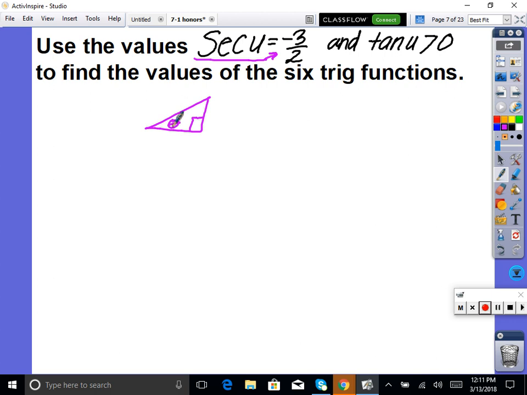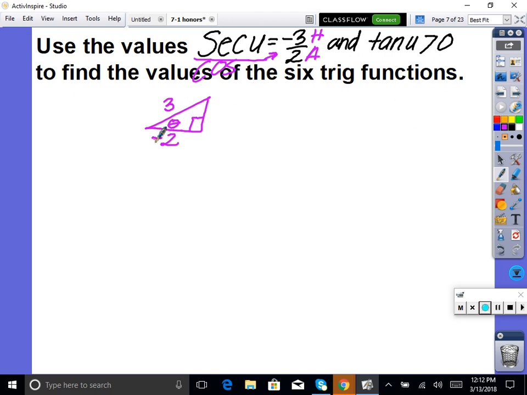I put a theta. Secant is the reciprocal of cosine. Cosine is adjacent over hypotenuse, so this must be hypotenuse and adjacent. So my hypotenuse is 3, my adjacent side is 2. Remember, hypotenuses are never negative, so the negative must have been with the 2, even though it kind of looks deceiving because it's on top.